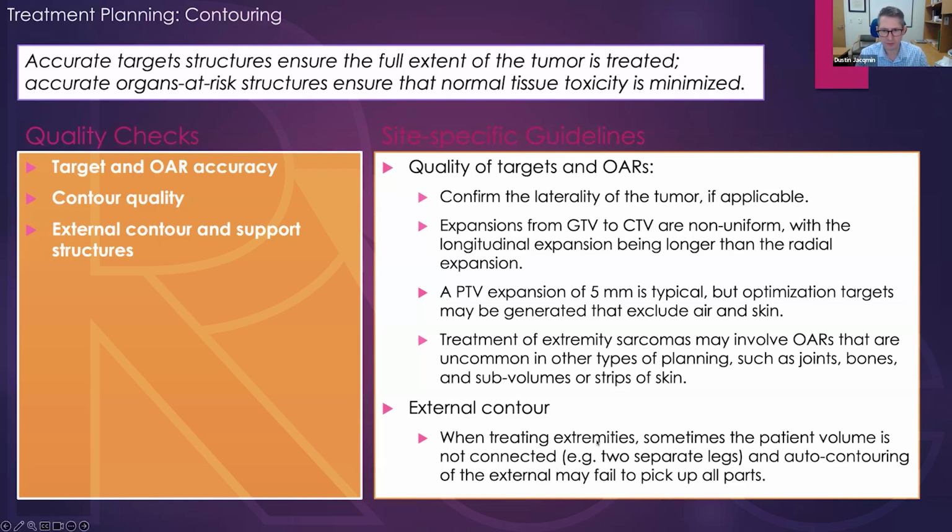Lastly, this is a relatively small thing, but when treating extremities, sometimes when you have your CT scan, if you're treating the lower legs, you don't have any part of the body, and what you end up having is two legs floating in the CT scan. And if you use auto contouring to make the external, it might fail to pick up one or the other leg. So make sure that your auto contouring for the external picks up all parts of the body that are inside of the image set that you're evaluating.